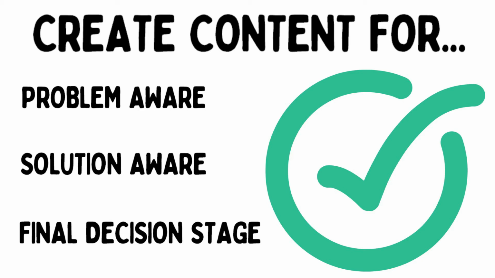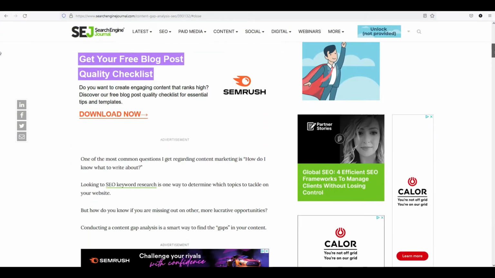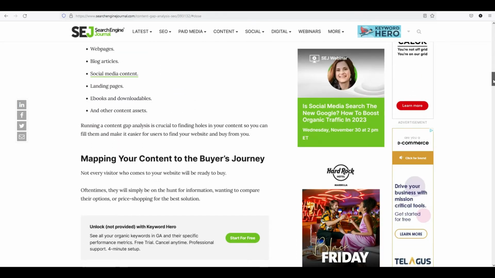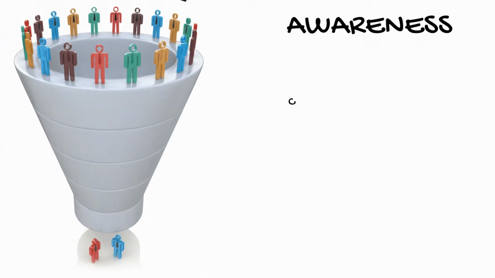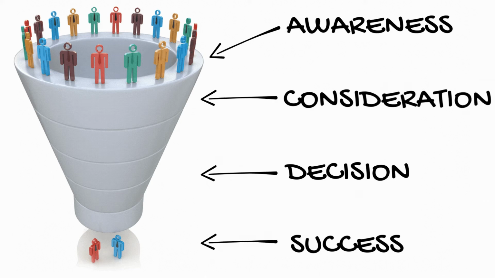The problem with this method is it creates content gaps for those that are still in the consideration stage and are looking for more information about solving their problem. So the Search Engine Journal has broken down exactly what's needed and what you need to do to identify it as part of your funnel. That's the awareness, consideration, decision, and success. Let's take a look at them.